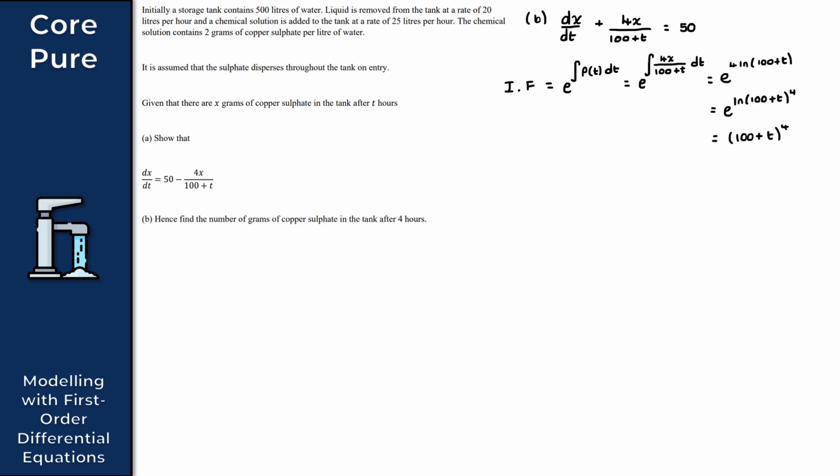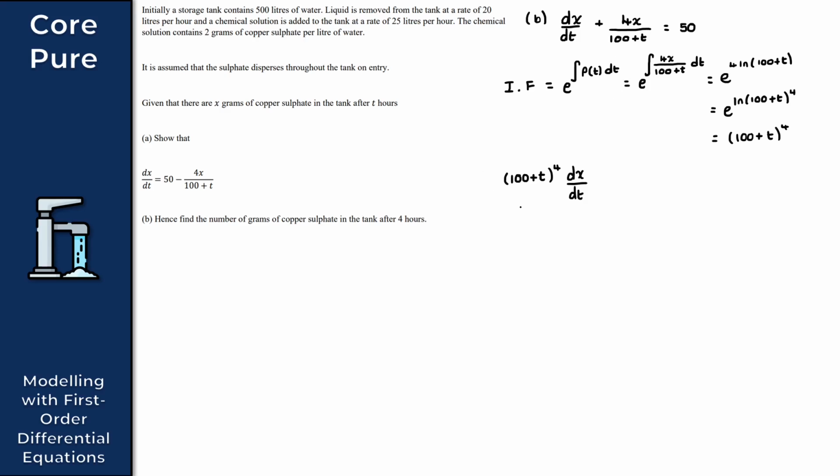So once we obtain the integrating factor here, what we do then is we take the original equation and times through by the integrating factor. So in that case, what I get here is (100 + t)^4 times dx/dt, plus 4x over 100 + t.